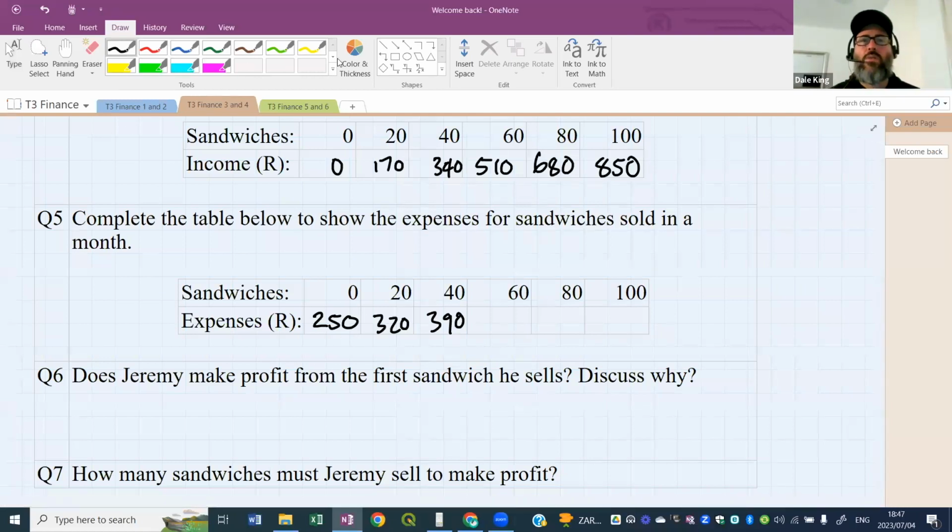Now, this is important. When we do the graphs on Thursday, that value there, remember this? It's important. All right. Katlego, help us out with 60. What are we getting for 60? It's 460. 460. Good. And 80?